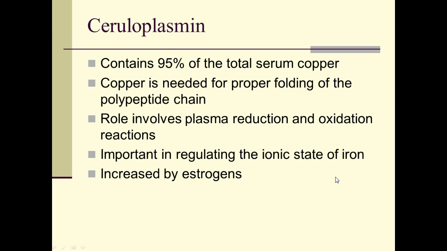Ceruloplasmin is another type of protein. This one carries copper. We need copper to obviously travel from different parts of the body to the other. It's involved in plasma reduction and oxidation reactions, and it's important in regulating the ionic state of iron as well. So copper is very important. Well, we can't just let copper float around by itself. It's carried by ceruloplasmin.